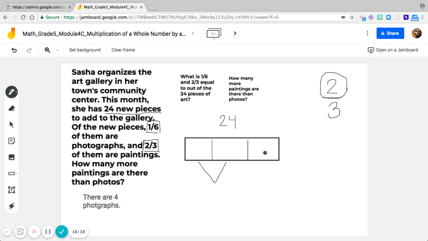So 24 divided by 3 is 8. That means that each of these thirds means that there are 8 pieces of artwork for each third, okay? Now, since we only need to look at 2 of those thirds, we have 8 here and 8 here. We combine that together, 8 and 8, which gives us 16. Okay? Therefore, there are 16 paintings.